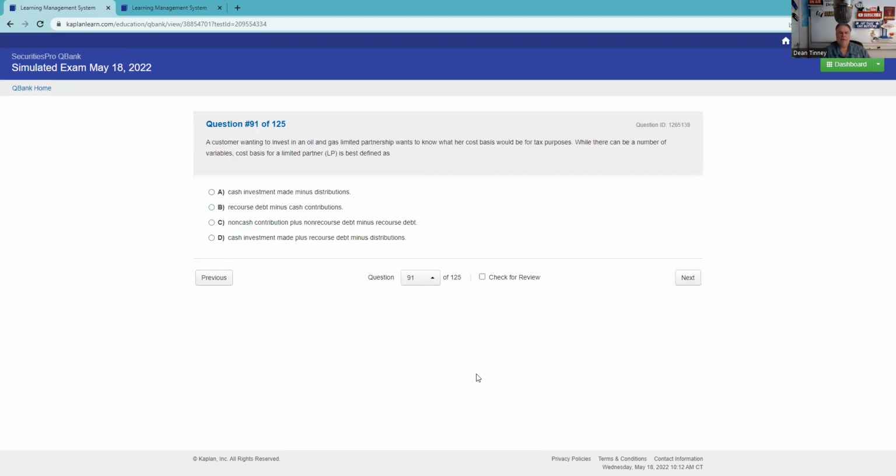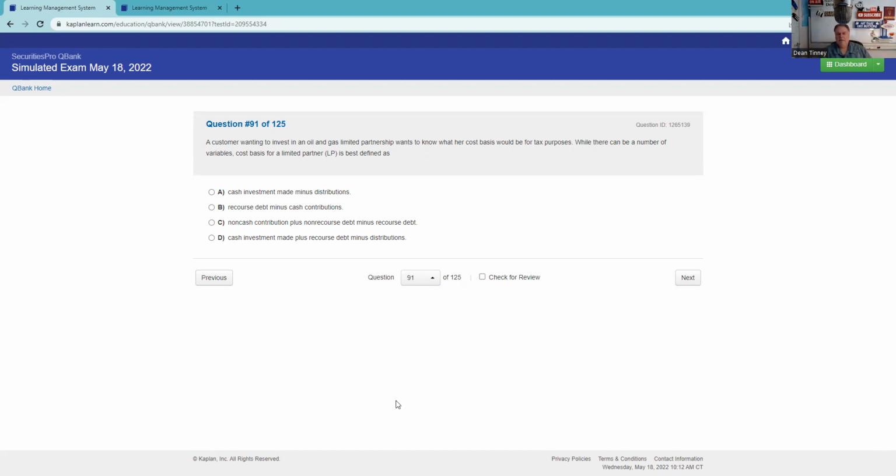A customer wanting to invest in an oil and gas partnership wants to know what her cost base will be for tax purposes. Well, there can be a number of variables. The cost base for a limited partner can best be defined as cash investment minus the distributions. In partnerships, we give you back your money, so you start getting a return of your capital. And so, yeah, A sounds pretty good.